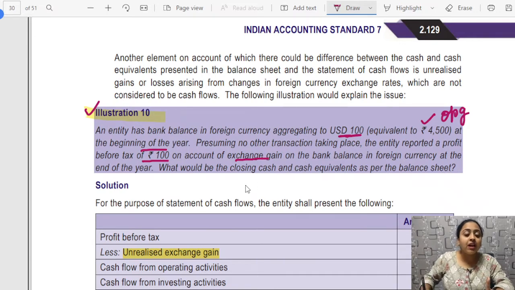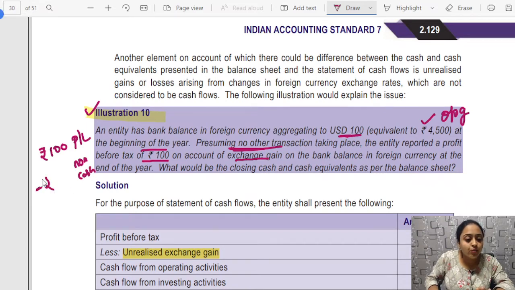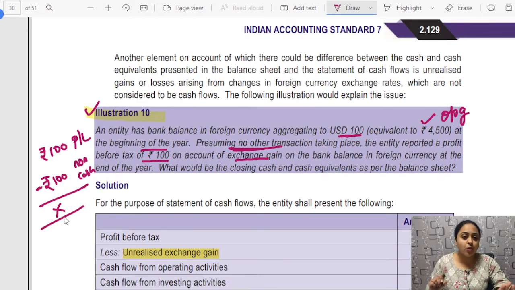First rule, the rupees 100 profit, and no other transaction has been taken. Okay, and this 100 profit is what? This is P&L, and this 100 profit is non-cash. So you will have to remove such rupees 100. Okay, so such profit will be 0. Operating profit will be 0, nil.